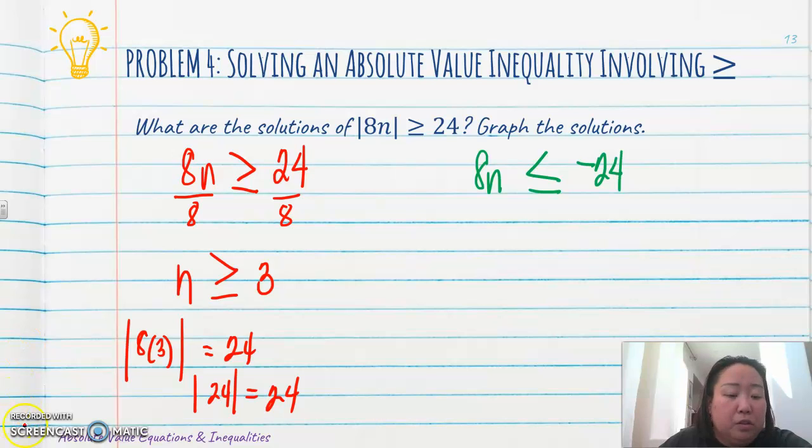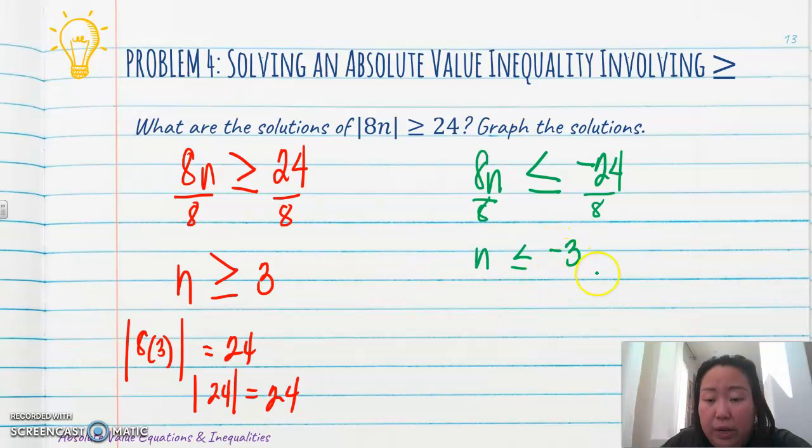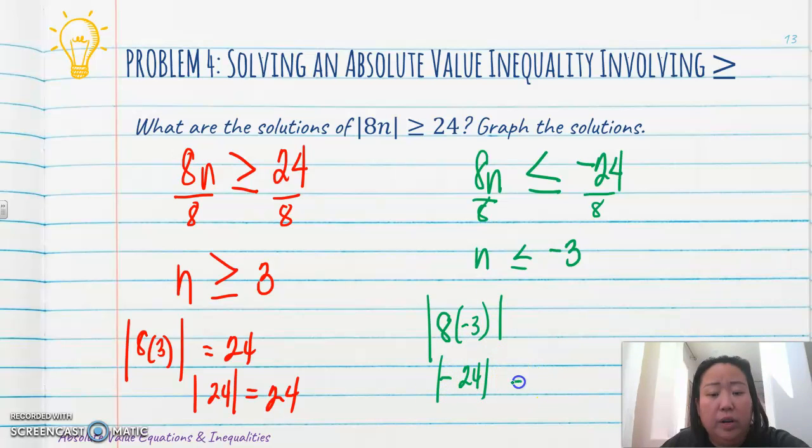Now let's take a look at the other side. We also divide by 8, and n is going to be less than or equal to negative 3. Imagine if you put negative 3 in here, we will have 8 times negative 3, which is negative 24. What's the absolute value of negative 24? It is indeed positive 24.